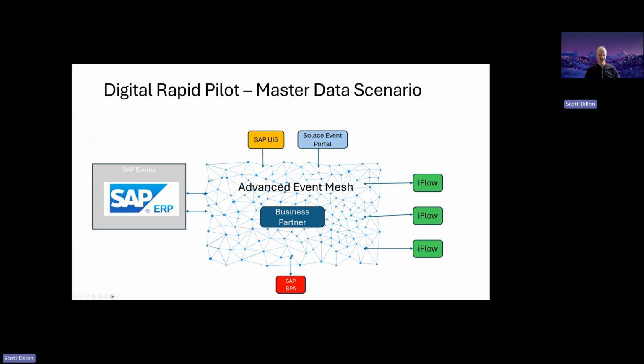So what should happen is the UI5 event should be processed by the advanced event mesh, and then within the advanced event mesh, it should be picked up by the SAP BPA solution. You should see it in the inbox, and from the inbox, once you hit approve, it should be pushed back to the mesh for further processing. AKA, we want to have now the applications being updated with this new material data, new business partner data.